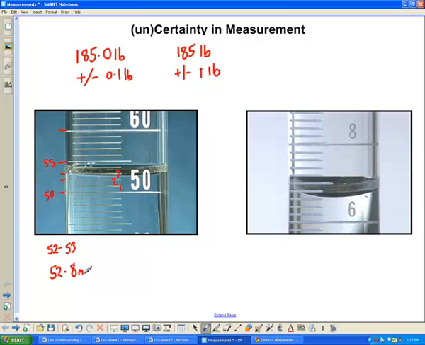So that's what I'm going to say, 52.8 mils. Notice that the last digit here is the one we had to estimate. We did not have to estimate the 52 because we knew that. Let's move over here. Exactly the same thing.